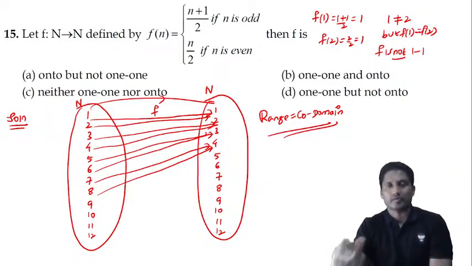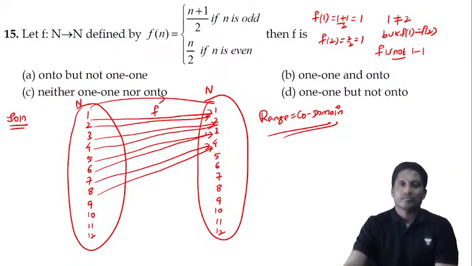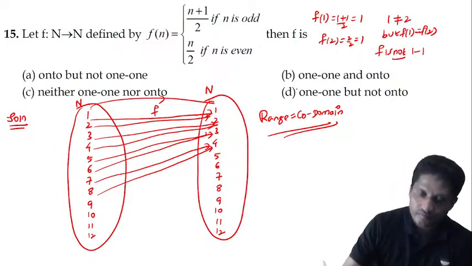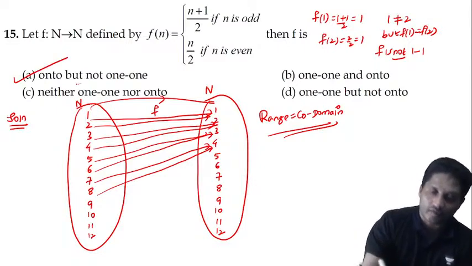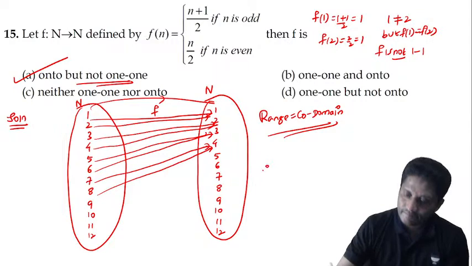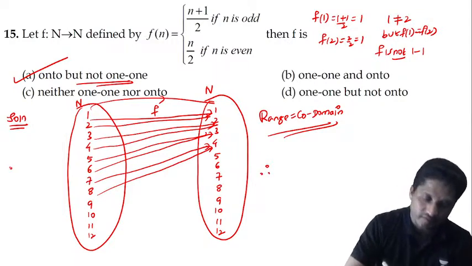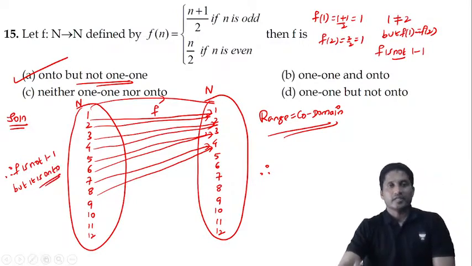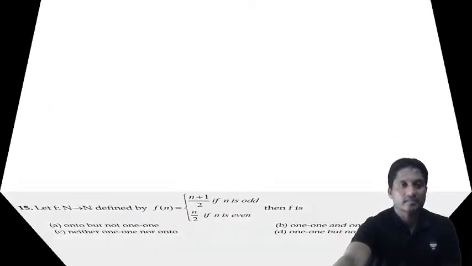Therefore, the function is both 1 to 1 as well as onto. Sorry, f is not 1 to 1, but it is onto. Right? So it is onto, but not 1 to 1. Therefore, let me write here: f is not 1 to 1, but it is onto. The answer is option A. Let's move to the next question.